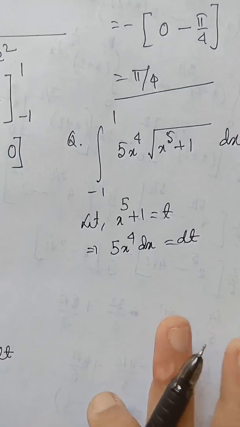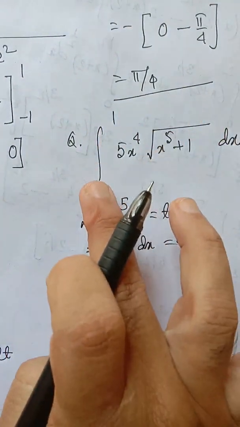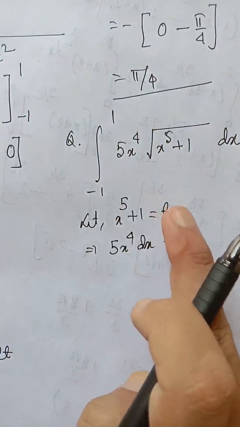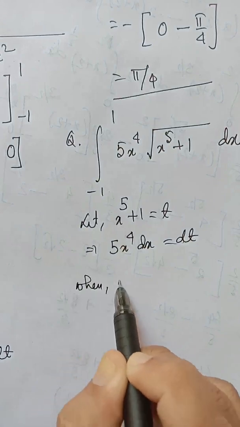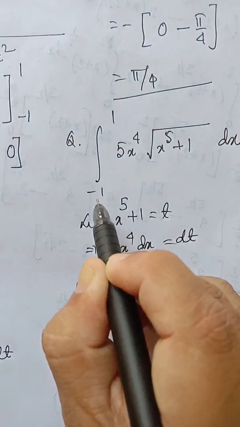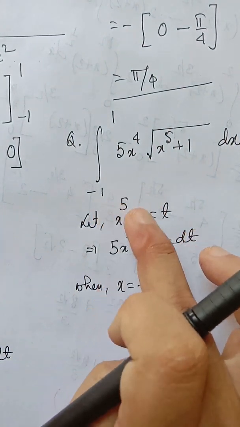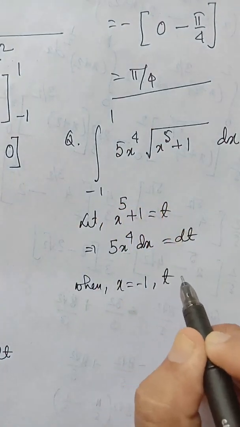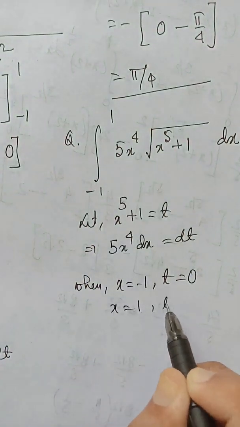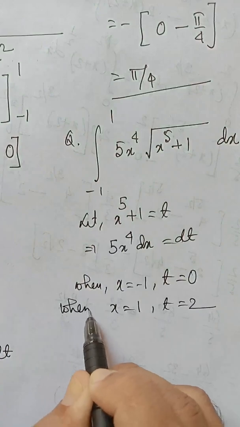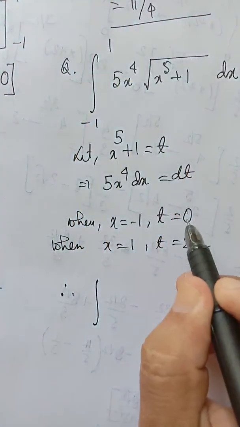Now, as we have changed our variable, we have to change our limit also. These are the limit for x. Now you have to find the limit for t. Here t is the new variable. When x equal to minus 1, if we put x equal to minus 1 in this relation, minus 1 to the power 5 is minus 1, plus 1, 0. So t equal to 0. When x equal to 1, if we put x equal to 1, t equal to 2. Okay. So therefore, minus 1 to 1 now will be 0 to 2.